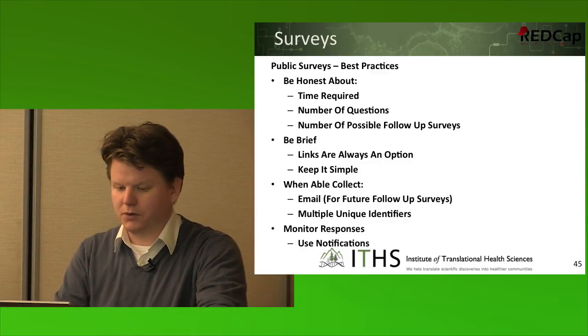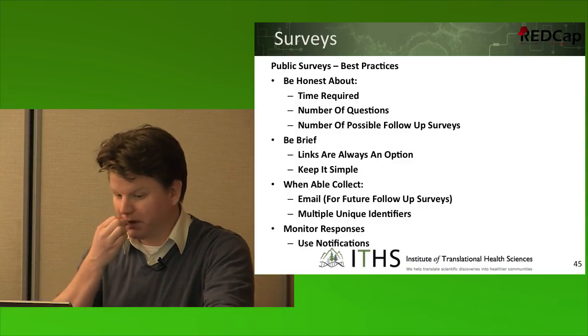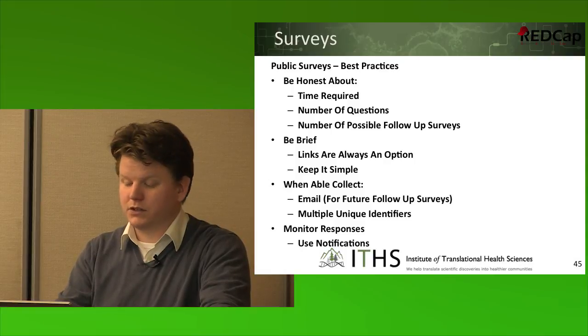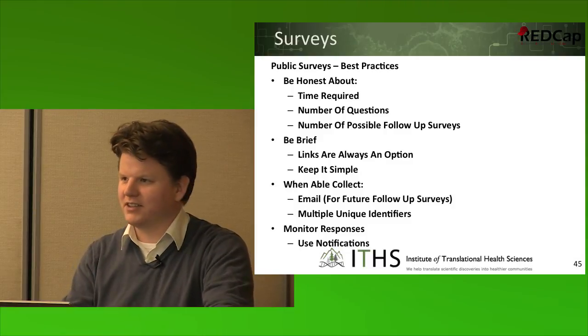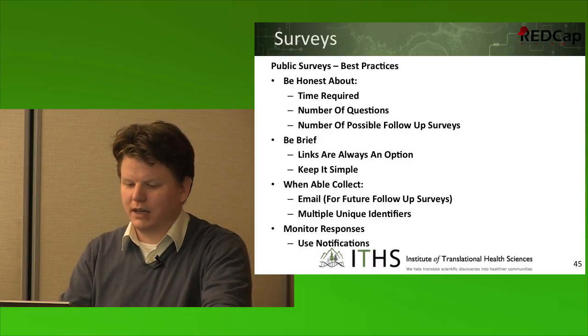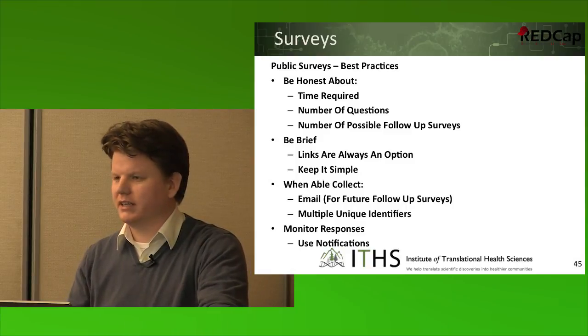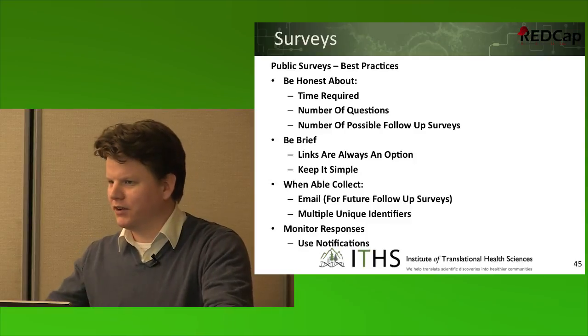Keep it simple is always a good one. When you are able to collect emails for future follow-ups and multiple unique identifiers, if the IRB will let you, this is always a good idea because there's nothing as annoying as having, for instance, twins who have the same last name and you only collected the last name. And for emails, that's just handy because I've seen it multiple times. People did not collect emails for an anonymous survey and then the PI halfway through the project decided, let's do follow-ups. But we cannot do that because we don't have their email.